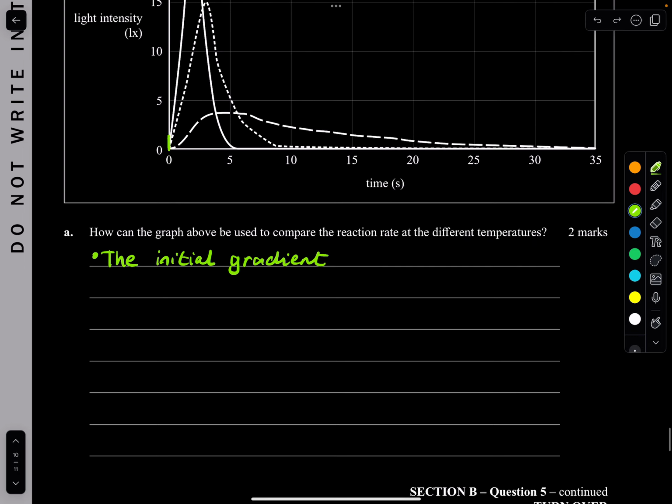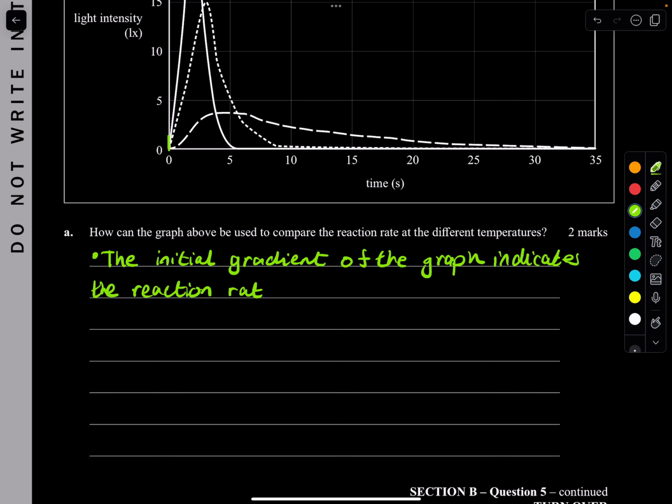So the initial gradient of the graph indicates the reaction rate, the reaction rate after the reactants are mixed. Done.